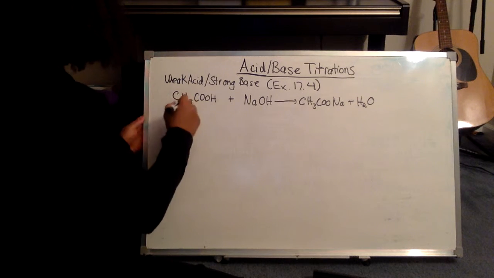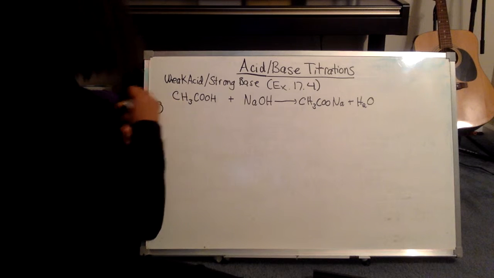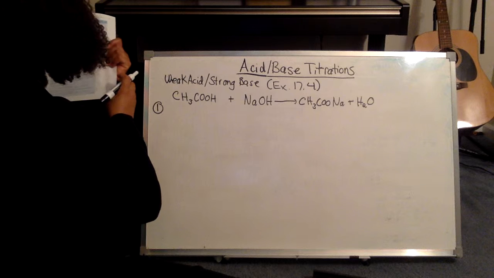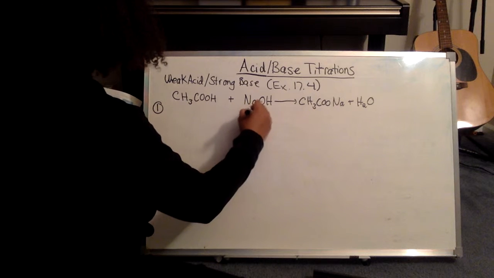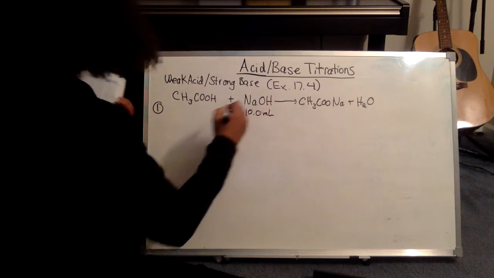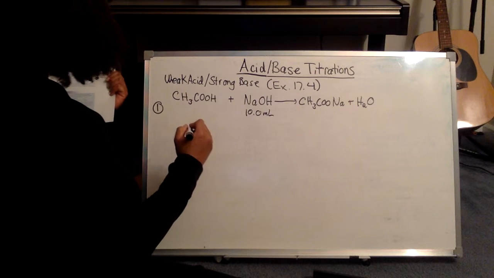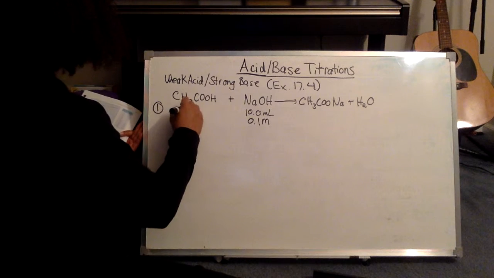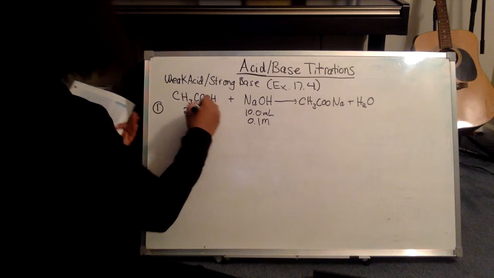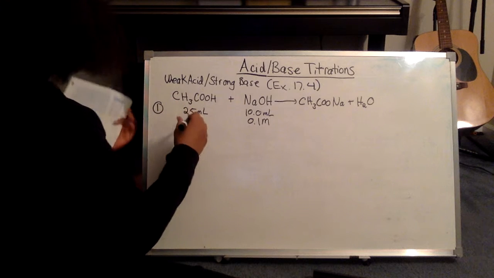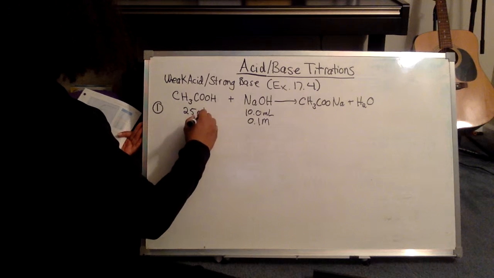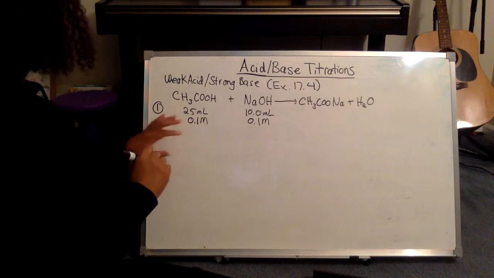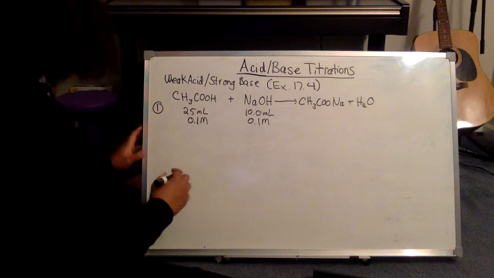So scenario 1, we are adding first 10 milliliters of sodium hydroxide, and the concentration of that is 0.1 molar, and we're adding 25 milliliters of acid, and the concentration of that is also 0.1 molar. So we need to figure out the number of moles that this means.